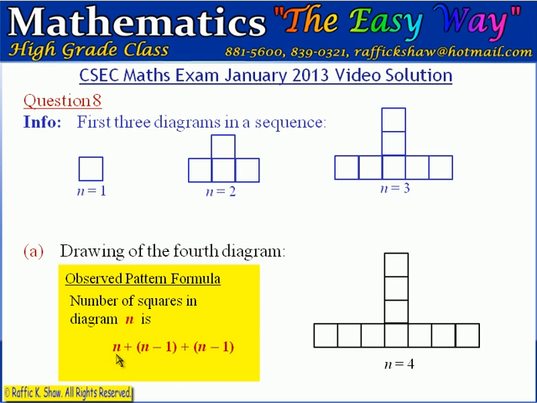And so if the diagram number is n, then the number of squares would be n up the middle, n minus 1 on the left, and n minus 1 on the right. This reduces to n plus 2 times n minus 1: n up the middle, and then the 2 n minus 1s on each side. This formula can be used to calculate the number of squares in each pattern.